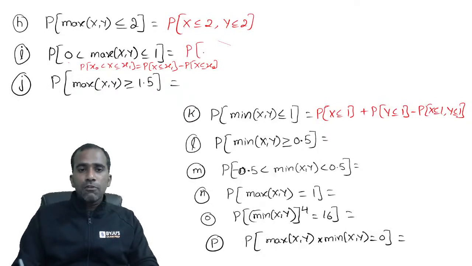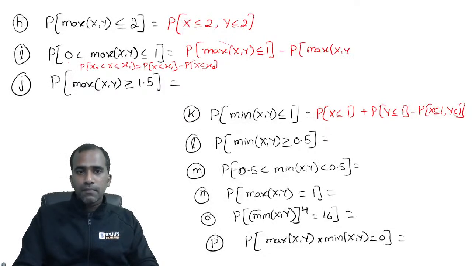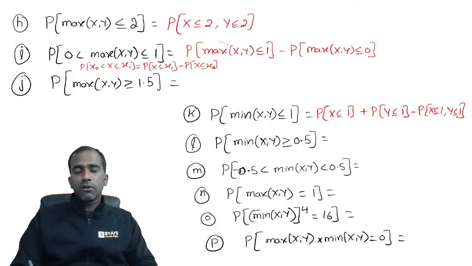So can we write it as p of maximum of x comma y less than or equal to 1 minus p of maximum of x comma y less than or equal to 0. Since we're talking about continuous random variables, whether equal to is there or not, don't worry about that much. So this is the basic idea. Once you convert into this format, the answer is the same. If you want maximum of x comma y to be less than or equal to 1, x should be less than or equal to 1 and y also should be less than or equal to 1, minus p of x.